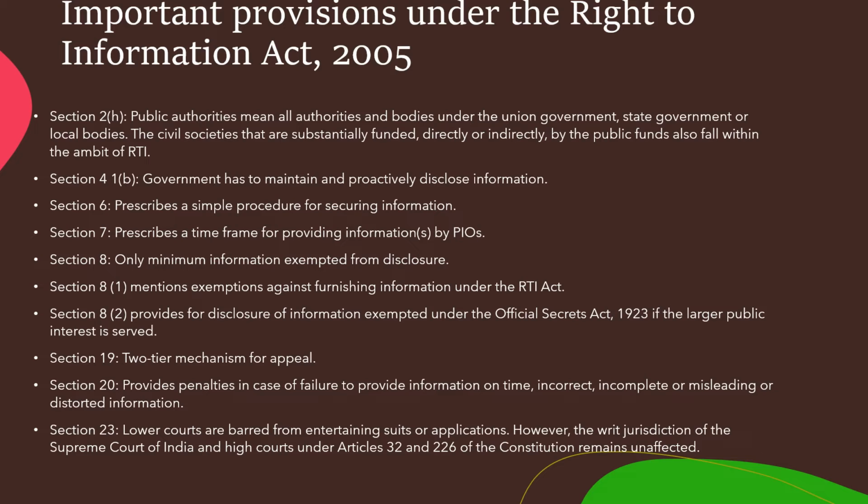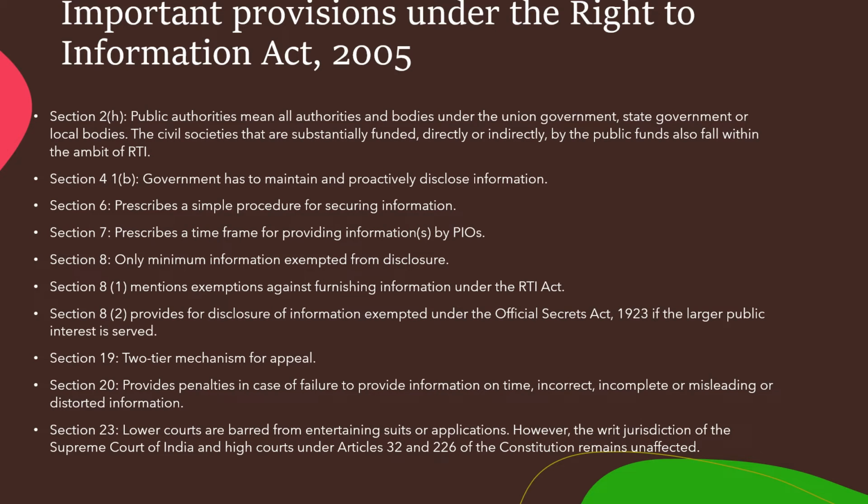Section 19 provides a two-tier mechanism for appeal. That means that there is a two-step procedure for going for an appeal. Now, Section 20 provides penalties in the case of failure to provide information on time, or providing incorrect, incomplete, misleading, or distorted information. That means that if the public demands information, but the government delays, or provides incorrect, incomplete, misleading, or distorted information, it invites penalties.